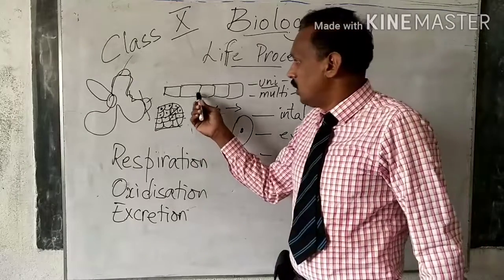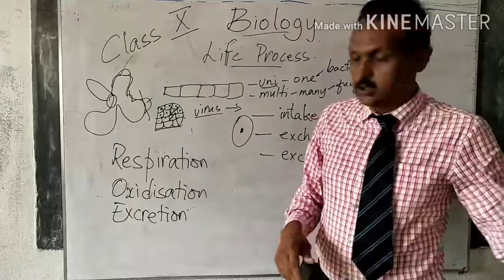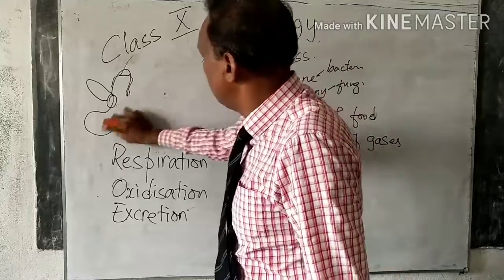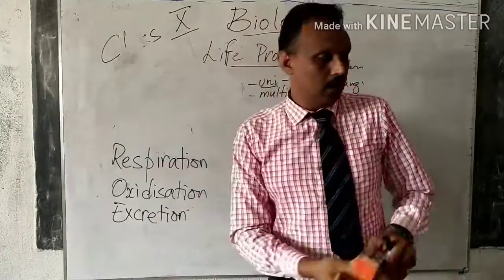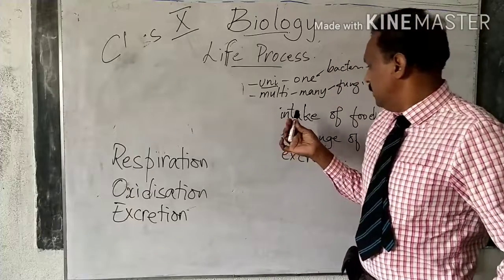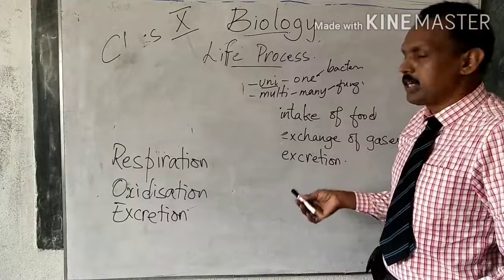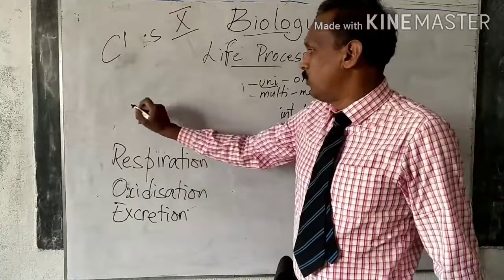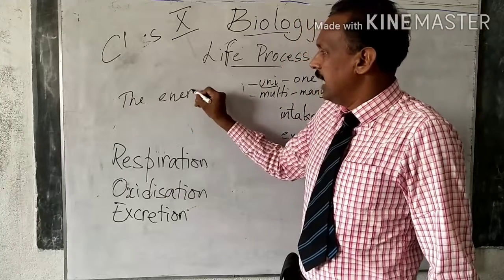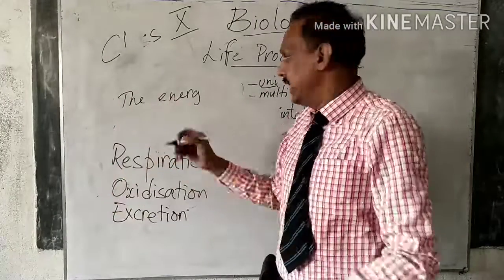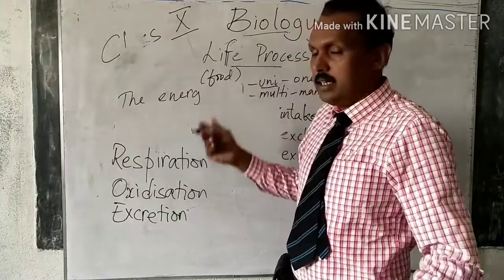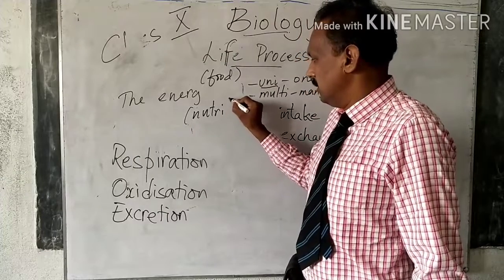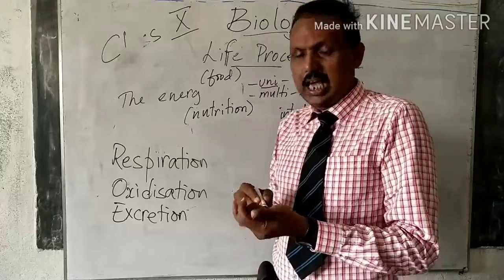So what do you see? How is energy transferred in multicellular organisms? This unicellular, I will be rubbing it. In multicellular organisms, you have different organs for intake of food, exchange of gases and excretion, and we need energy. The energy is transferred from where? From outside, and that is called food, and then it is changed into energy inside our body, that is called nutrition. So we have learned slightly about this one.